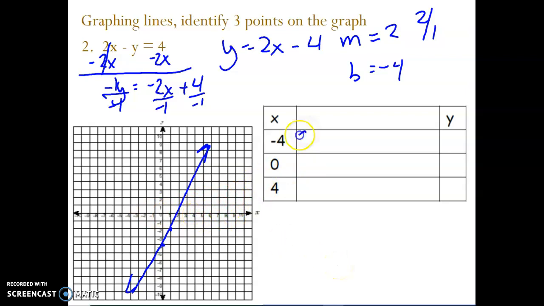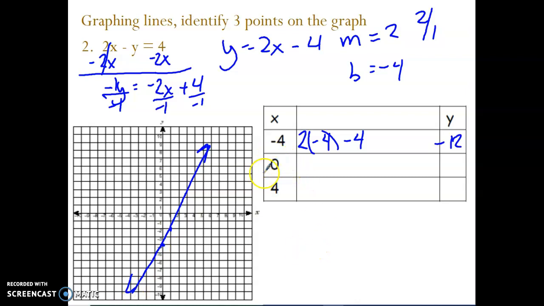So if I substitute in -4, 2 times -4 is -8, minus 4 is -12. So at -4, I ought to be down here at -12. You can see my line is not as accurate as it should be.